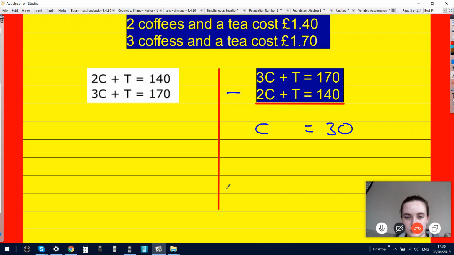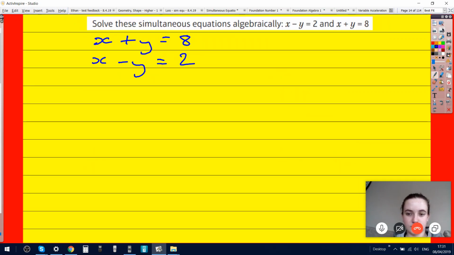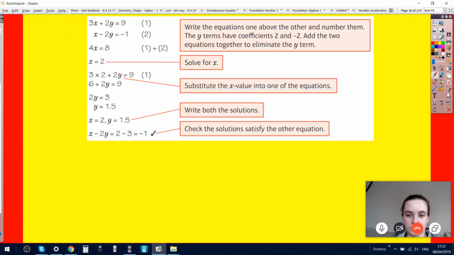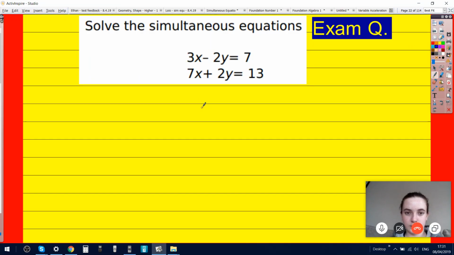And then how do you get T? 140 minus 60. That's it. So T is 80. Well done. You're a clever cookie. You'll be all right. Let's go for an exam question.